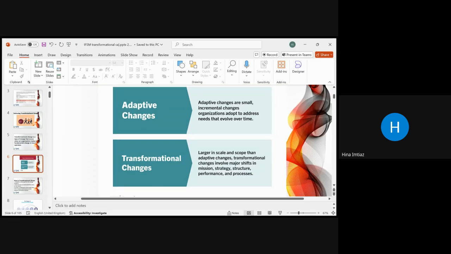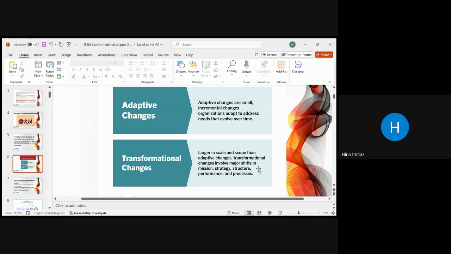But transformational change is on a larger scale, and its scope is much larger compared to adaptive changes. So these transformational changes involve a major shift, like they have to change their goal, their objective. They have to change their entire strategy, because this is known as transformational change. So this must be on a larger scale. They have to change the entire structure.